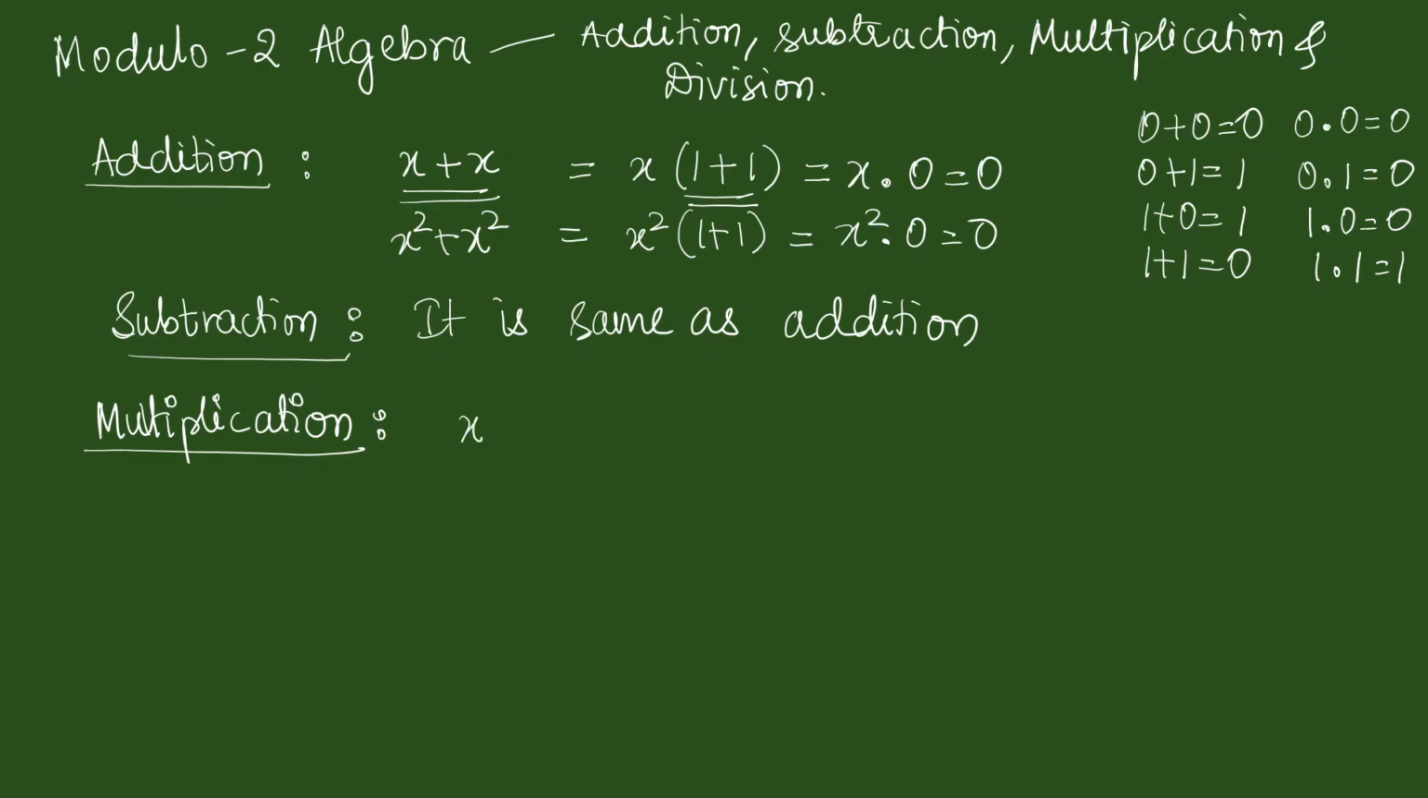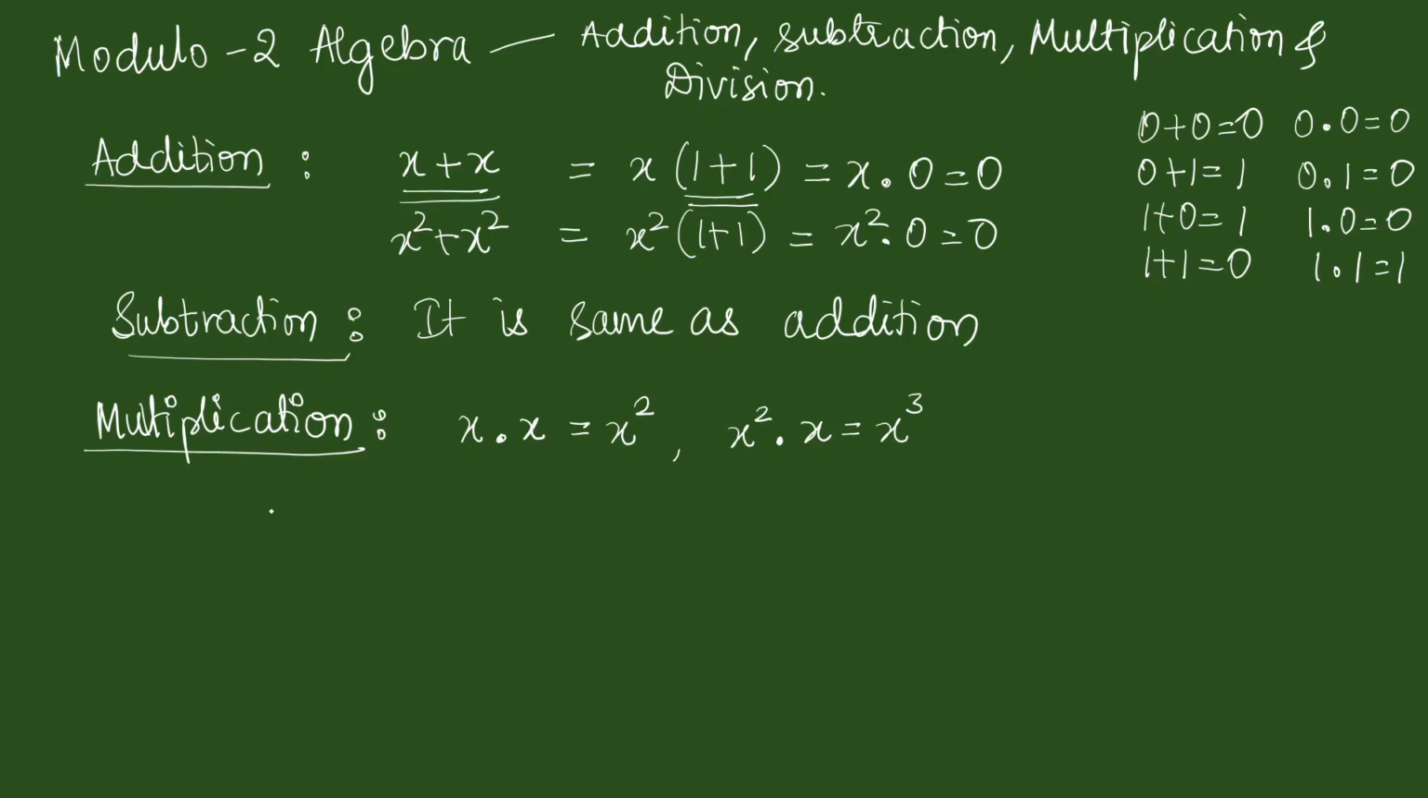So if I consider a polynomial x and another polynomial x, the resultant would be x square. If I have a polynomial x square multiplied with x, the resultant would be x cube. As simple as that.